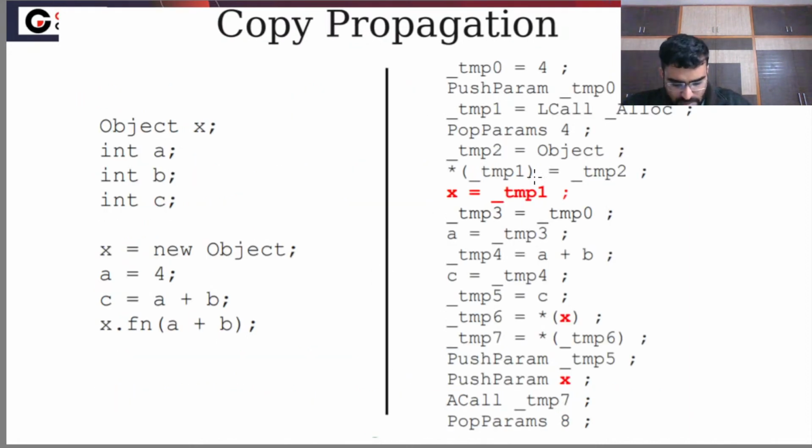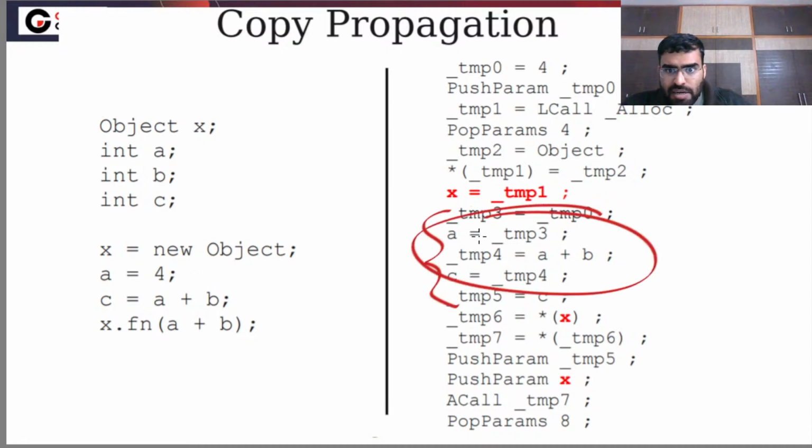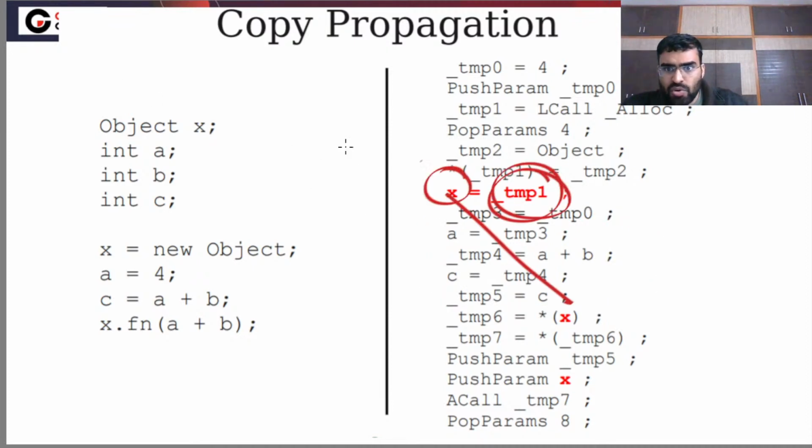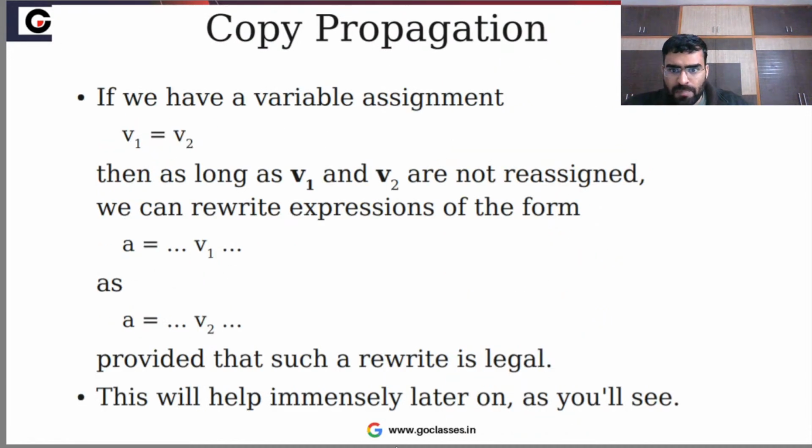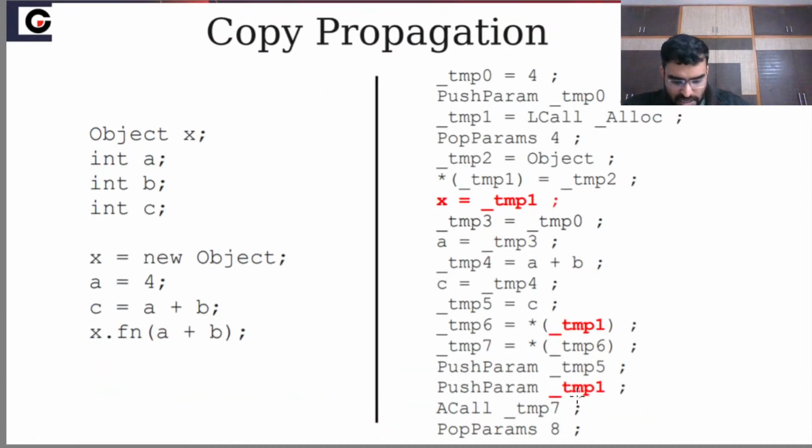For example, you can notice that this is your x, and this x you are using here and here. So what you can do is use this temp1 directly, because remember, in this area temp1 is not changing, and x is not changing. So finally, instead of this x, I can put this temp1. So finally I will get this.